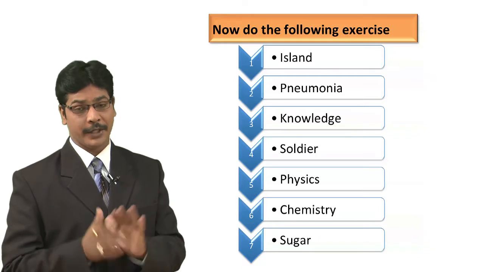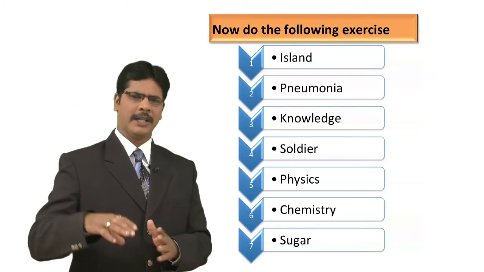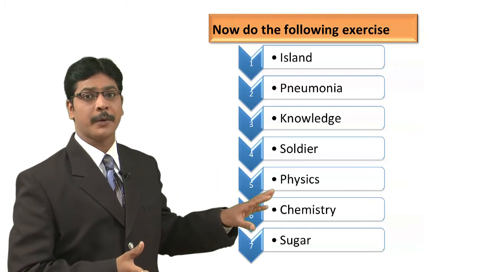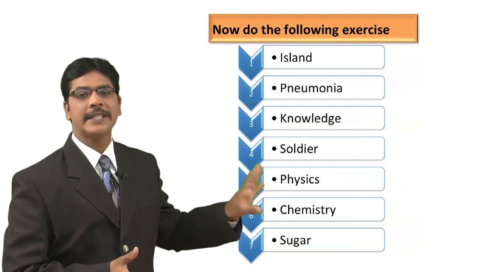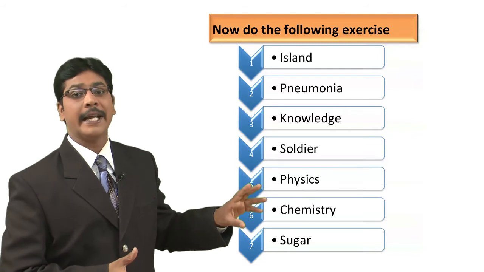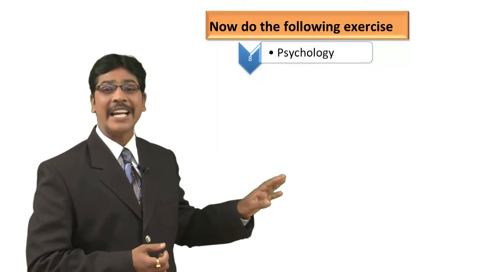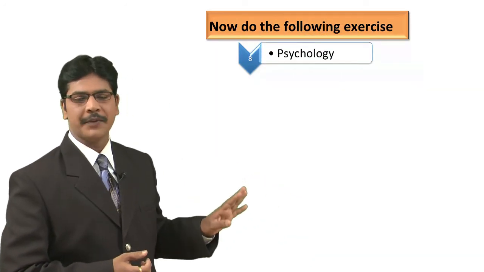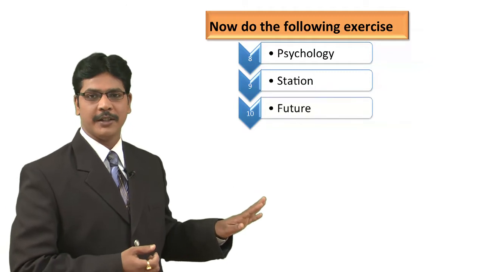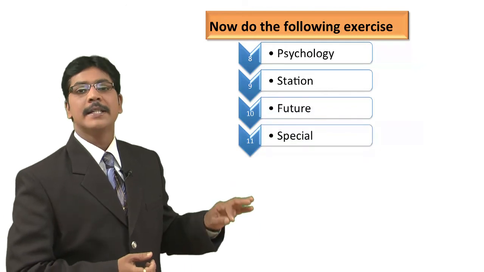Pneumonia. See, P is silent there. Be careful. Pneumonia. Knowledge. Some people say it differently, anyways, either way. Next word is soldier. Look at the pronunciation. Soldier. Next, physics. Listen to my pronunciations very carefully. Next is chemistry. Next we have sugar. Next we have psychology. Careful. Psychology. Next we have station. Station. Next we have future. Future. Next, special. The next word is century.